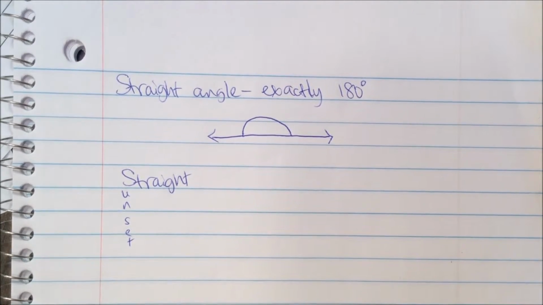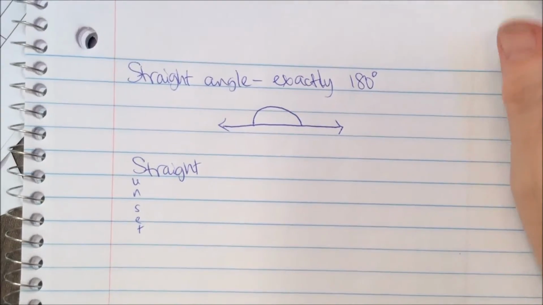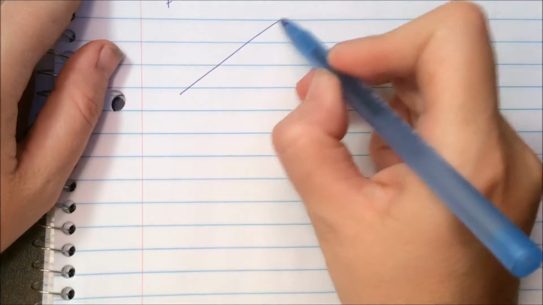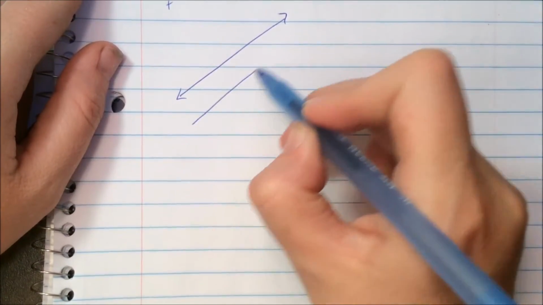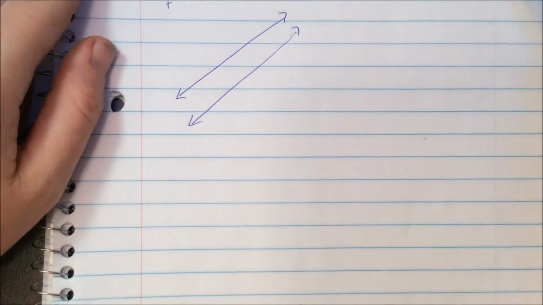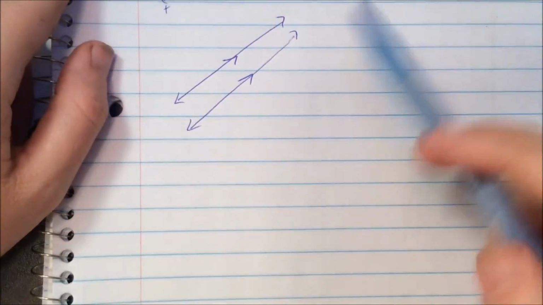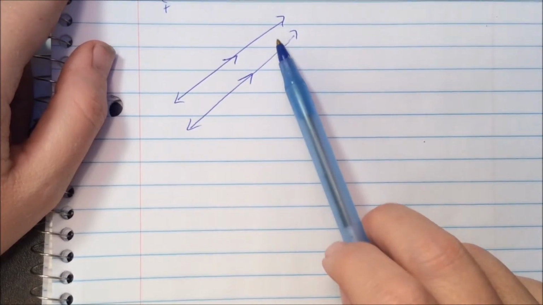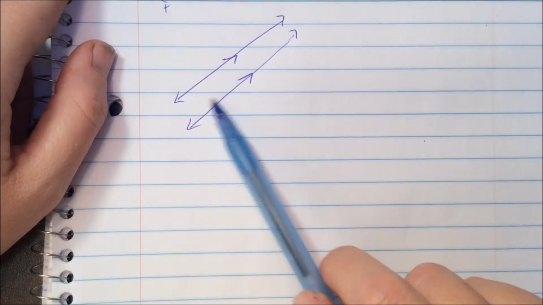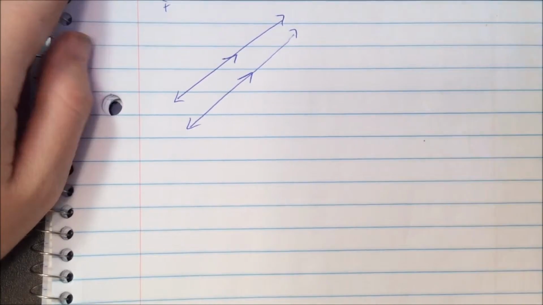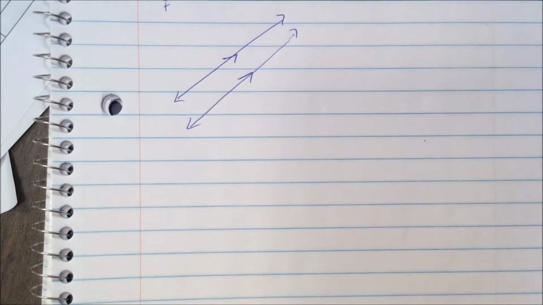Okay, what else are we going to go over? All right. Just 4 more things and then this video will be done. The next thing we're going to go over is parallel lines. Parallel lines, these are horrible parallel lines, but in theory, they would be exactly the same width apart at every point. These are obviously not, but I'm not very good at drawing them.